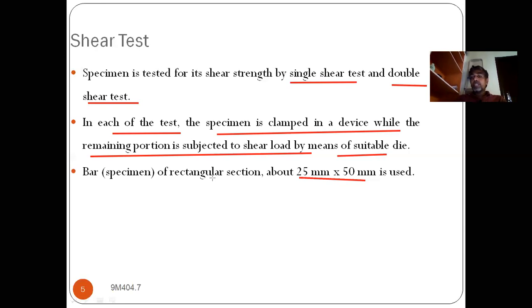The remaining portion is subjected to transverse load, and the transverse load is applied by using a suitable die. Generally these transverse loads are applied by using a suitable die, and the specimen is subjected to shear load. So it is overhanging, we can say it is hanging. On that place you apply a suitable shear force using a suitable die. So what is the size of this specimen? Generally, we will take a specimen of size 25 mm by 50 mm for this shear test.